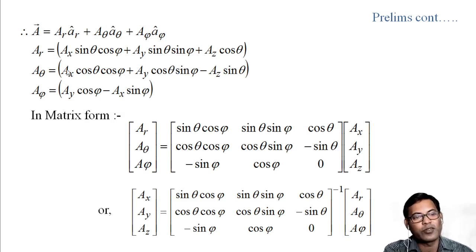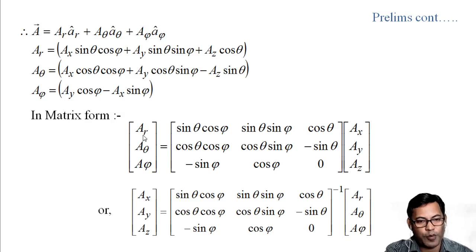So these three expressions can be represented in this matrix form: AR, A theta, A phi equals the matrix with sin theta cos phi, sin theta sin phi, cos theta in the first row, multiplied by ax, ay, az. From the second equation we got this one, and the third equation we got this one, and we multiply them. If we simplify this, we will get these three equations.